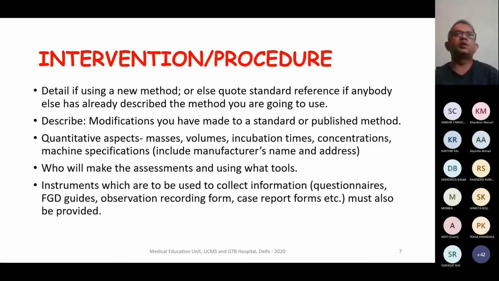Basically you have to keep in mind that in materials and methods, you have to write it in such a way that when someone picks up your protocol and tries to replicate your study, he should be able to do it without referring to anything else.